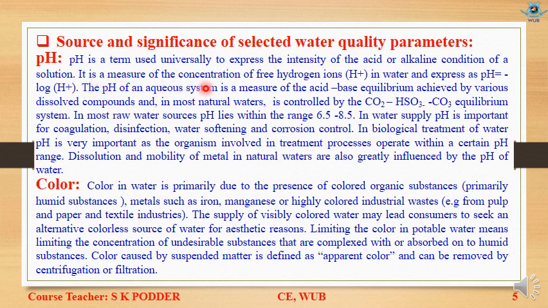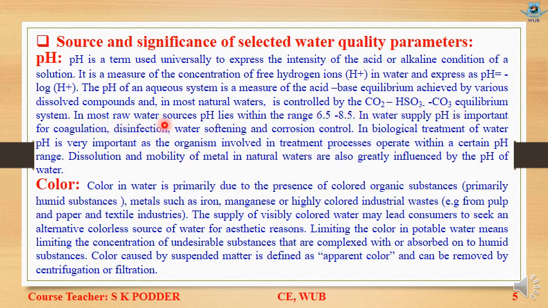It is a measure of the concentration of free hydrogen ion in water and expressed as pH equals minus logarithm of hydrogen ion concentration. The pH of an aqueous system is a measure of the acid-base equilibrium achieved by various dissolved compounds, and in most natural waters is controlled by the carbon dioxide, which is controlled by this equilibrium system.